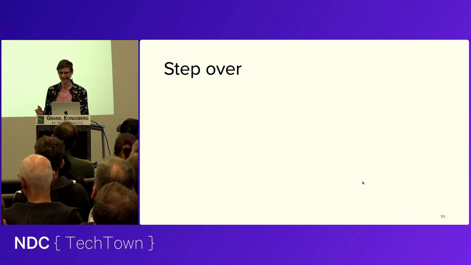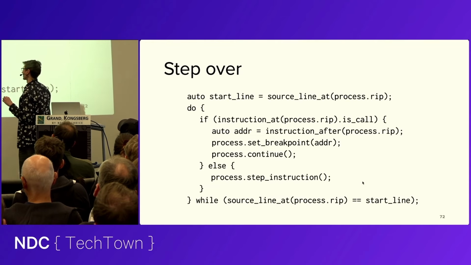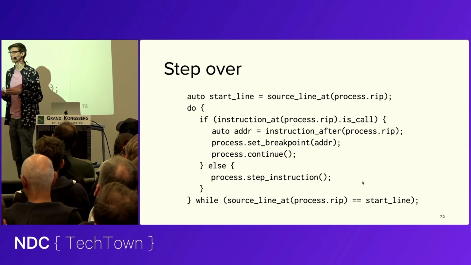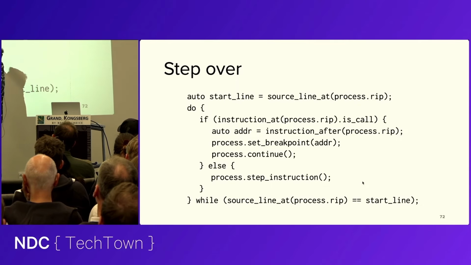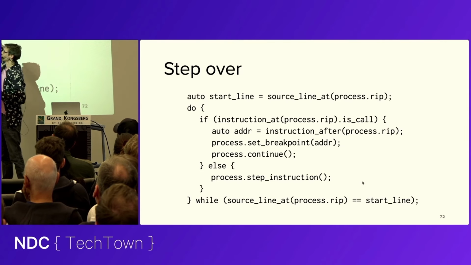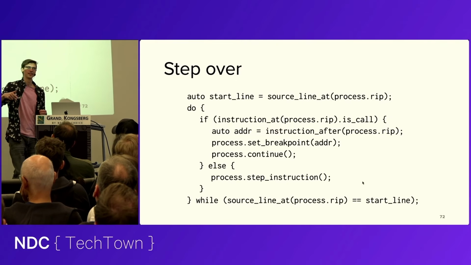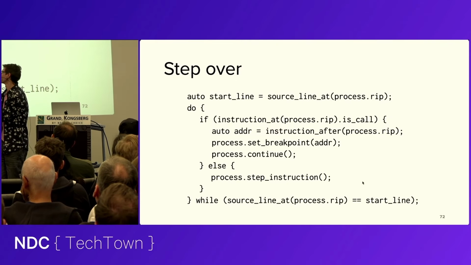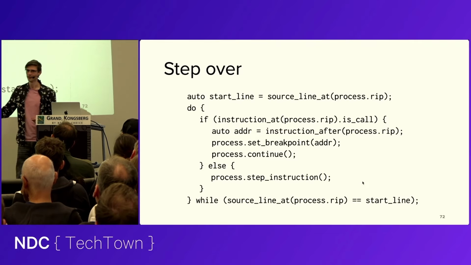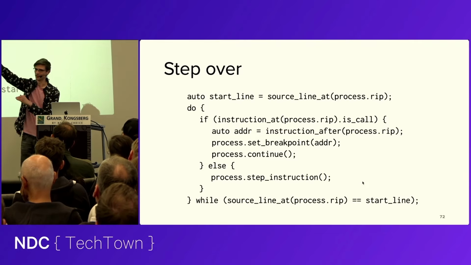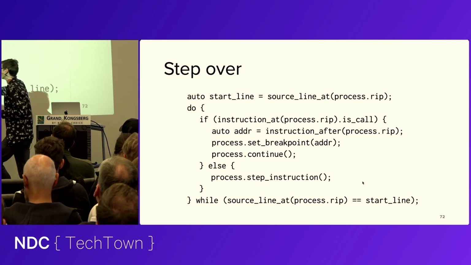Stepping over is kind of the same thing, but you can actually do some kind of disassembling of the function by trying to work out if the instruction that you're currently at is a call instruction, and if it is, then working out, okay, where's the instruction after that? Then setting a breakpoint on that and continuing. So you can kind of jump over this entire function call. And otherwise, we're just gonna keep stepping.